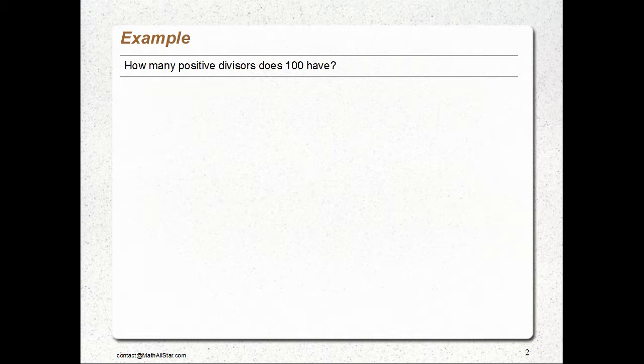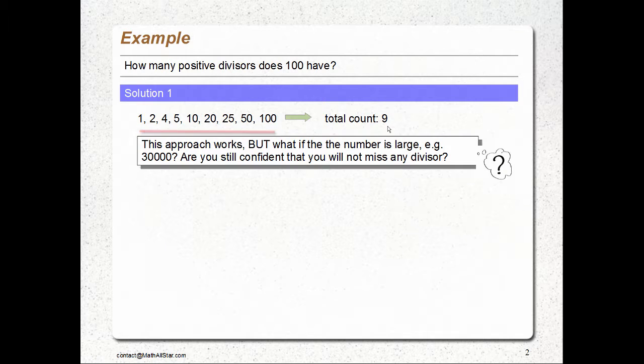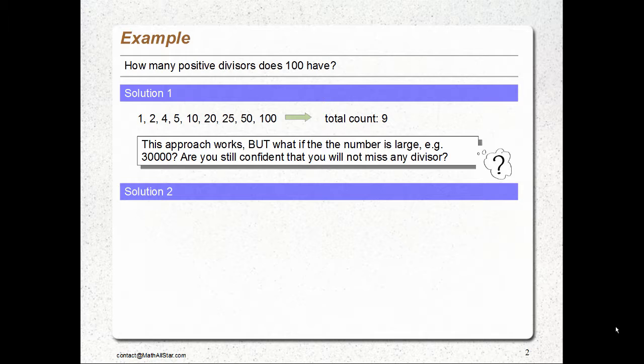One obvious solution is just to list all the divisors, right? So 1, 2, 4, 5, 10, 20, 25, 50, 100. It works. But what if the question asks about a large number instead? For example, 30,000. Are you still confident that you will not miss any divisor when enumerating them? Let's see how a counting pro will tackle such a problem.